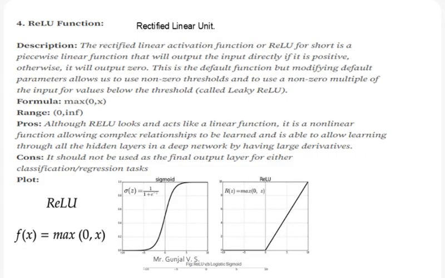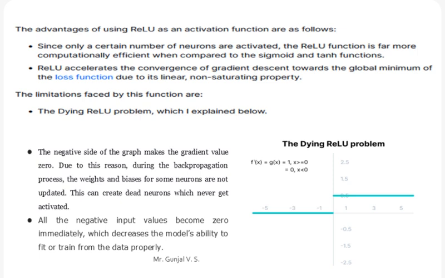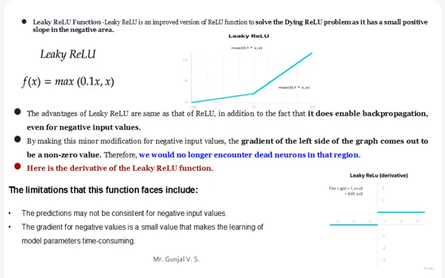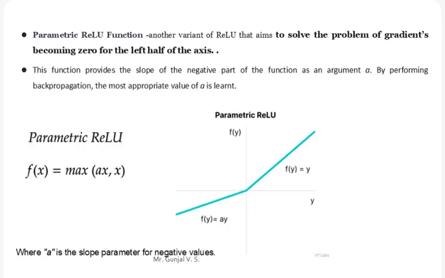ReLU is a widely used activation function that outputs the input directly if it is positive, otherwise, it outputs 0. It helps mitigate the vanishing gradient problem but can suffer from the dying ReLU problem. ReLU accelerates convergence and is computationally efficient, but it can lead to dead neurons where some neurons never activate. This is known as the dying ReLU problem. Leaky ReLU addresses the dying ReLU problem by allowing a small, non-zero gradient when the input is negative, thus enabling backpropagation even for negative inputs. Parametric ReLU is a variant of leaky ReLU that introduces a parameter to control the slope of the negative part of the function, allowing the model to learn the most appropriate value during training.